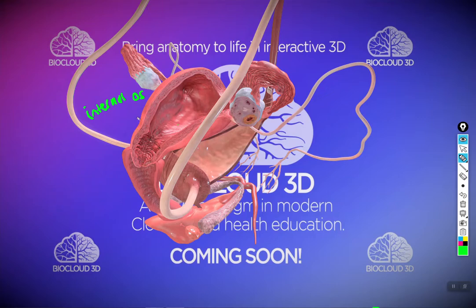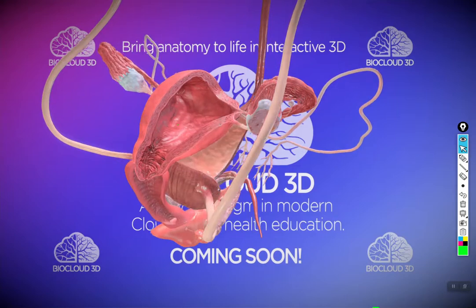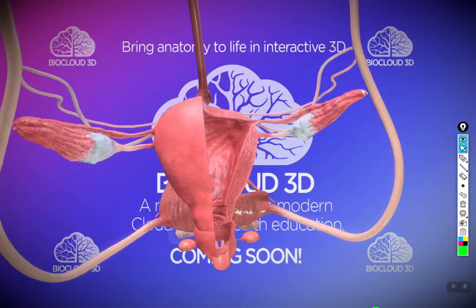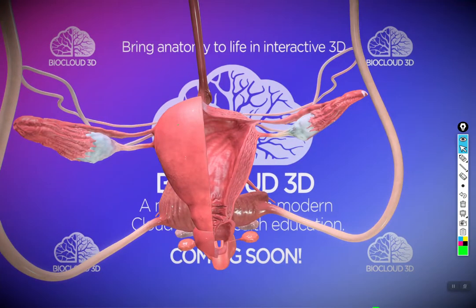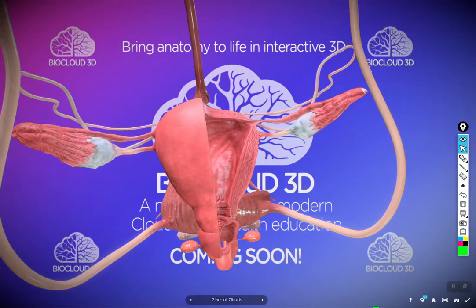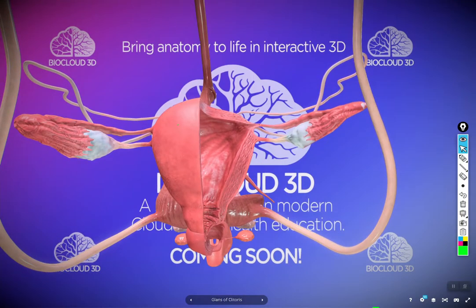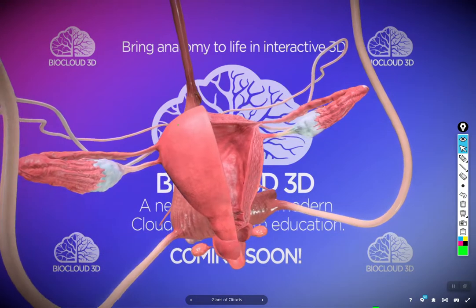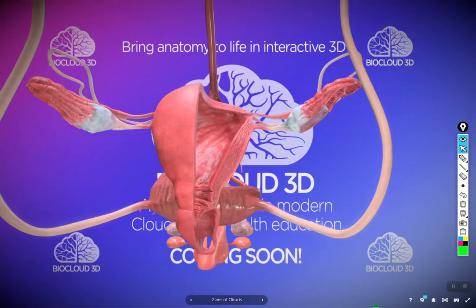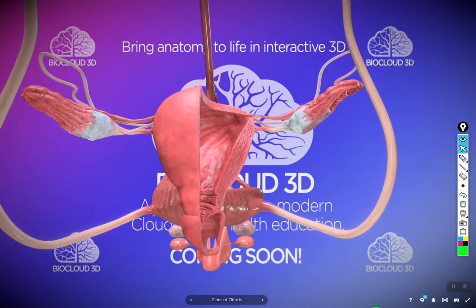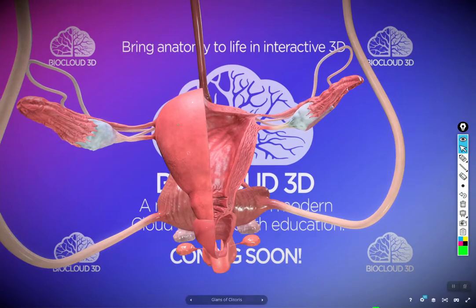Now let's rotate this little guy and look at some gross anatomy. Careful now. No, I don't want to tilt it that way. I want it to go more like that. Nope. Yeah, that's better. Okay. So we've got the fundus of the uterus, which is the domed top.